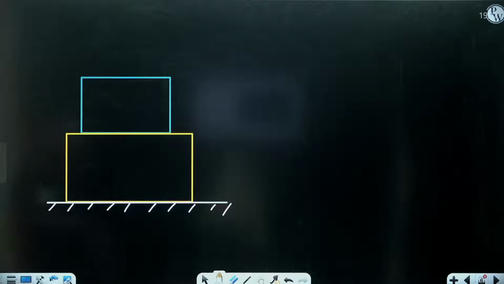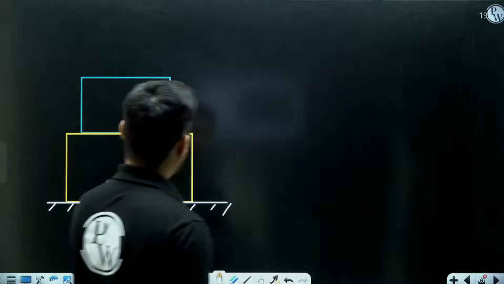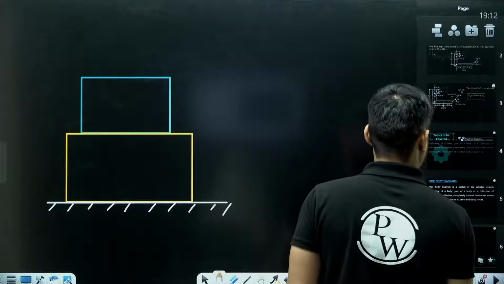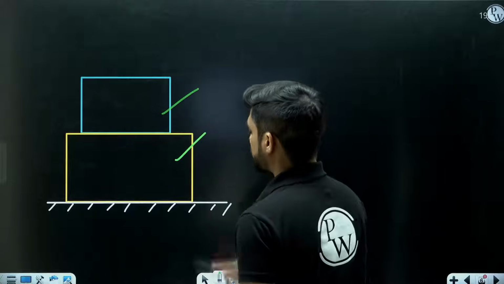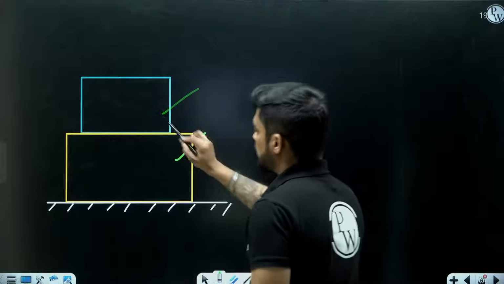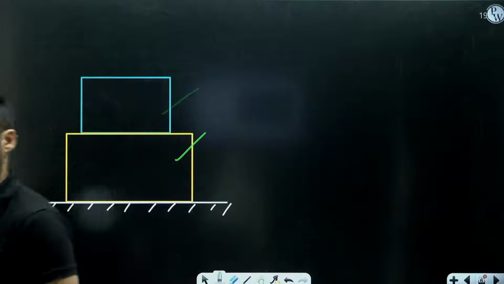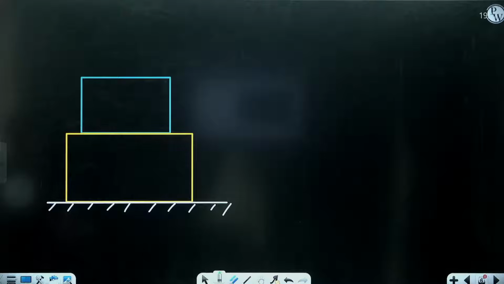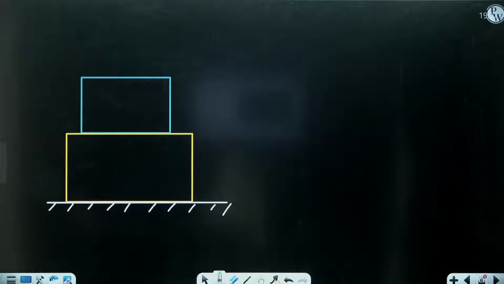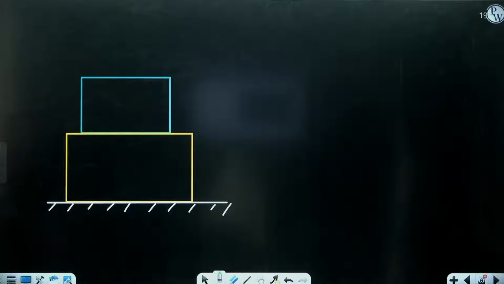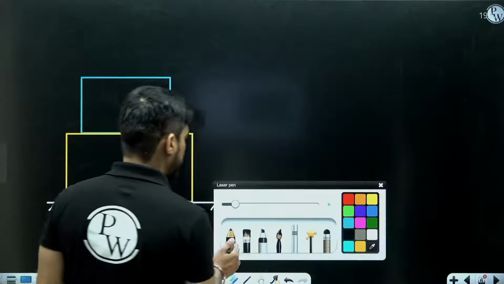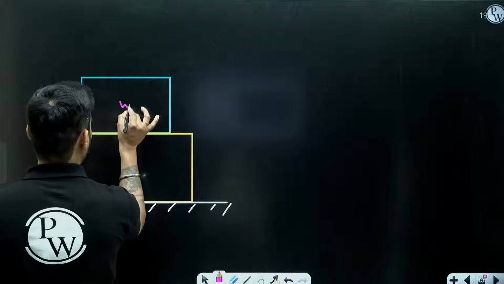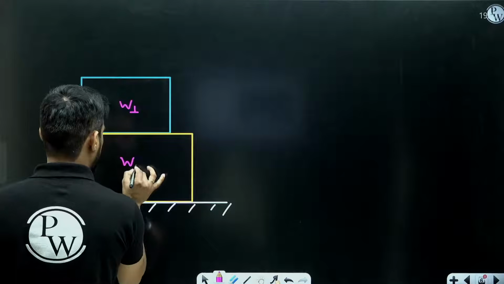Now, right now we have two bodies. We have a blue box and a yellow box. So we can either draw the FBD of both these boxes together, or we can draw the FBD of these boxes separately. It will depend upon the question, whether you need to only draw the FBD of the blue box or yellow box, or you need to draw the FBD of blue and yellow box together. Let's say that the weight of the blue box is W1, weight of the yellow box is W2.